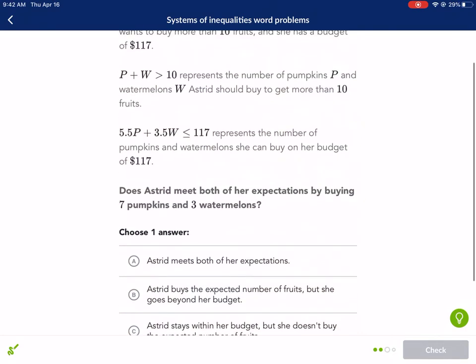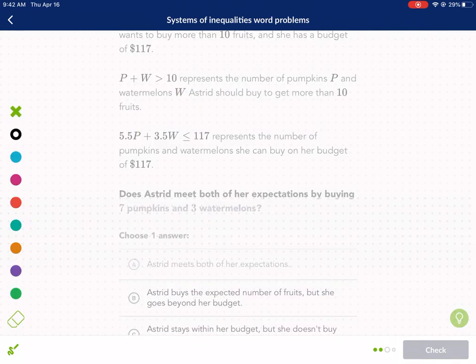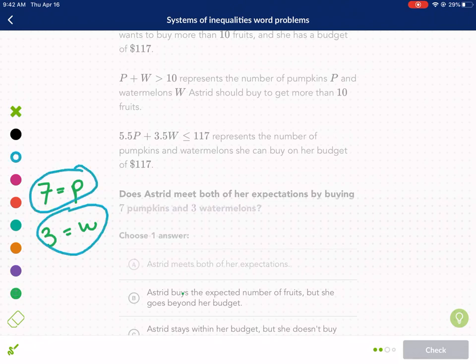Does Astrid meet both of her expectations by buying 7 pumpkins and 3 watermelons? So let's define our variables here. 7 is the number of pumpkins, so that's P, and watermelons is W, and we want 3. What we're going to do here is plug these two values into both inequalities, okay? So for the first one, we're going to write 7 instead of P, plus 3 instead of W, and we're going to see if that's bigger than 10. 10 is greater than 10. That is not true. So in the first inequality, it is not met.